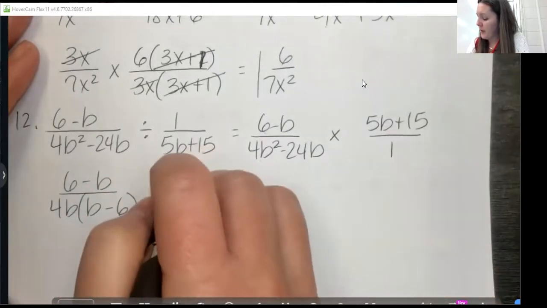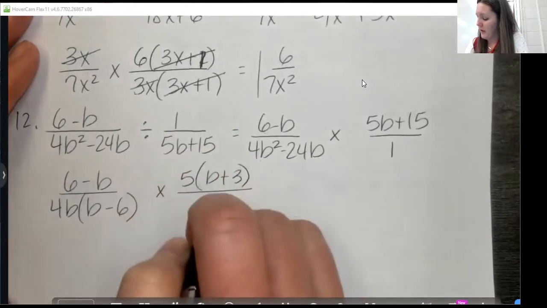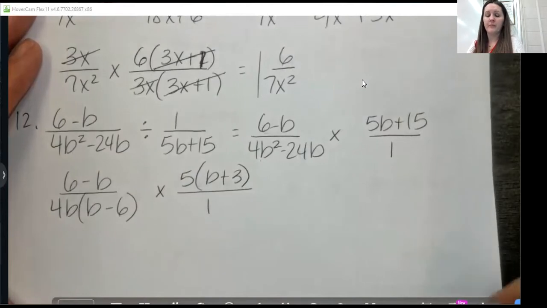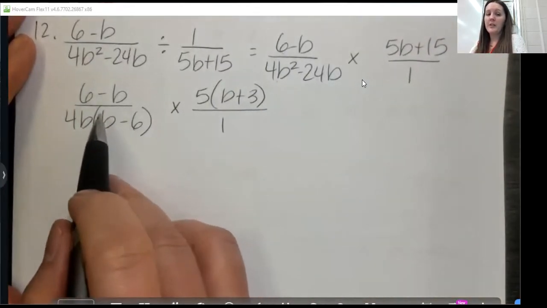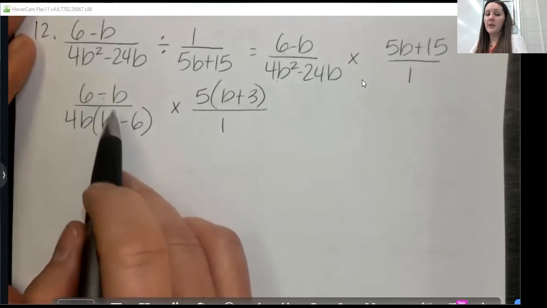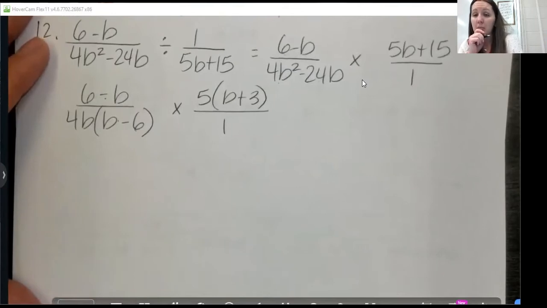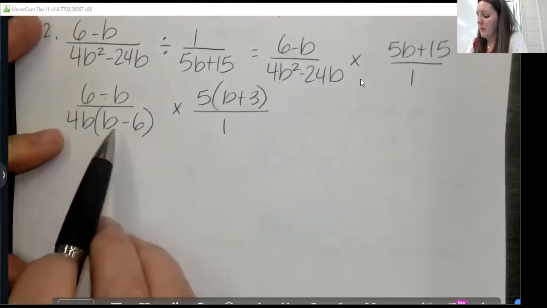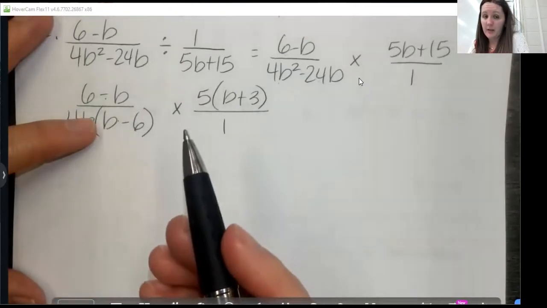And then here we can pull out a 5, and we have b plus 3 divided by 1. All right, so it's looking kind of funny. I want to pull this out, don't I? Because I want these to look alike. They don't look alike yet. I can make them look alike if I pull out a -1. If we factored out a -1, what does it do? It switches the signs, right?